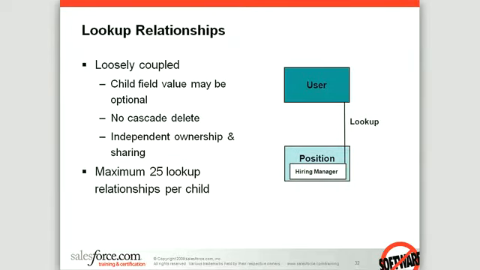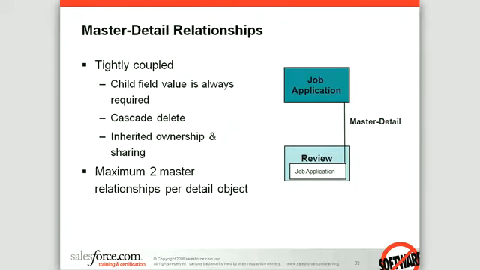There's also, in the case of the number of lookup relationships, a child can have 25 lookup relationships, but in terms of a master detail, it can only have 2 master detail relationships. Okay?